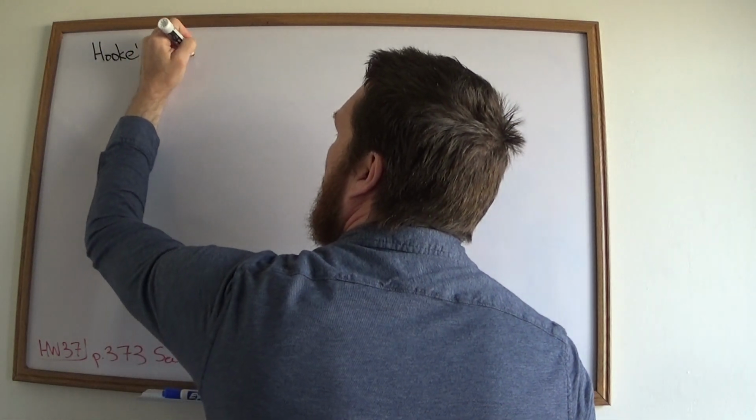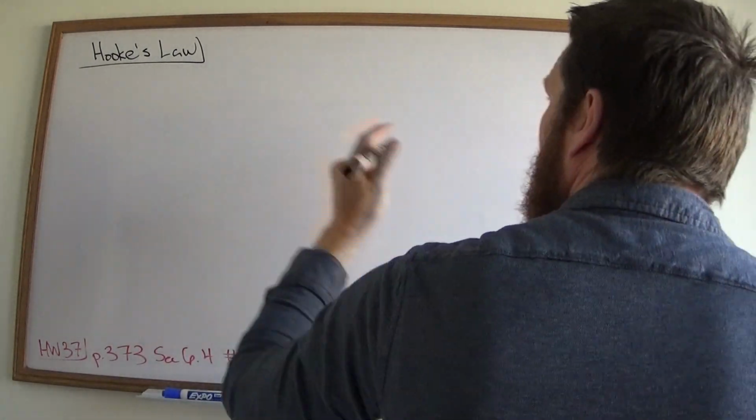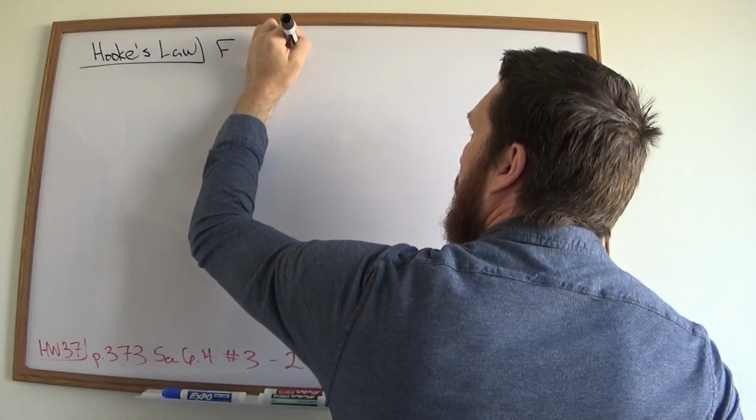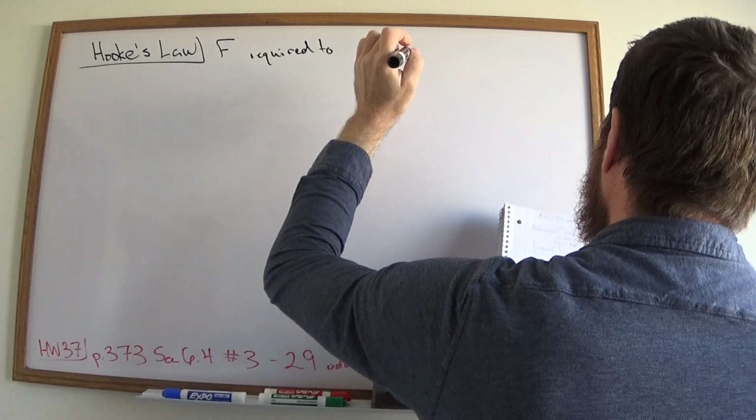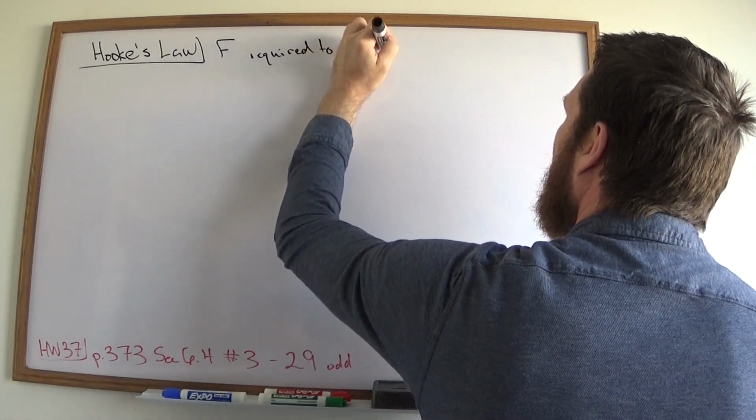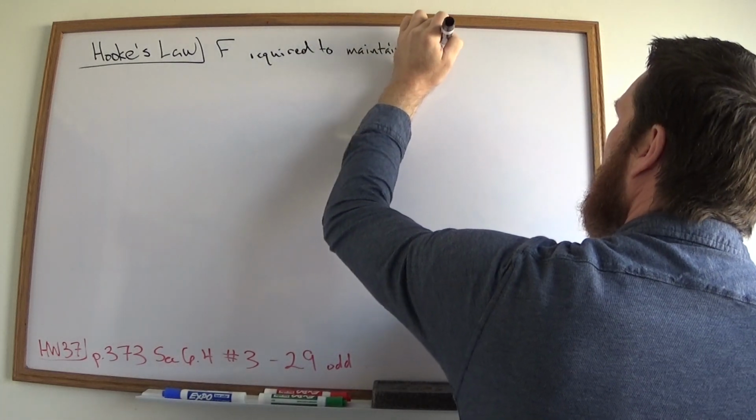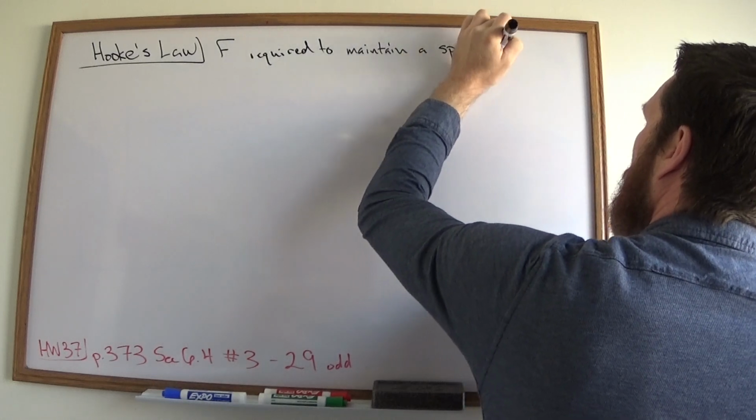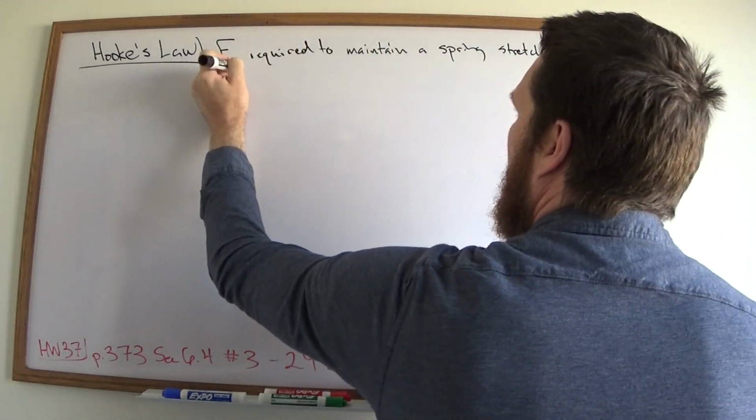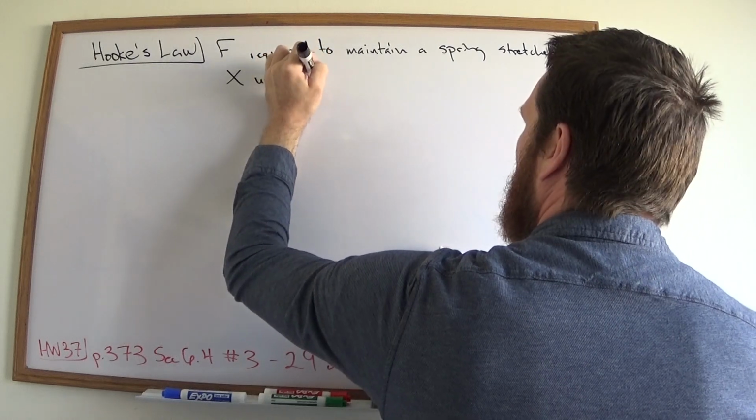Hooke's law says that the force required to maintain a spring, I think that's how you spell maintain, maintain a spring stretched x units beyond its natural length.